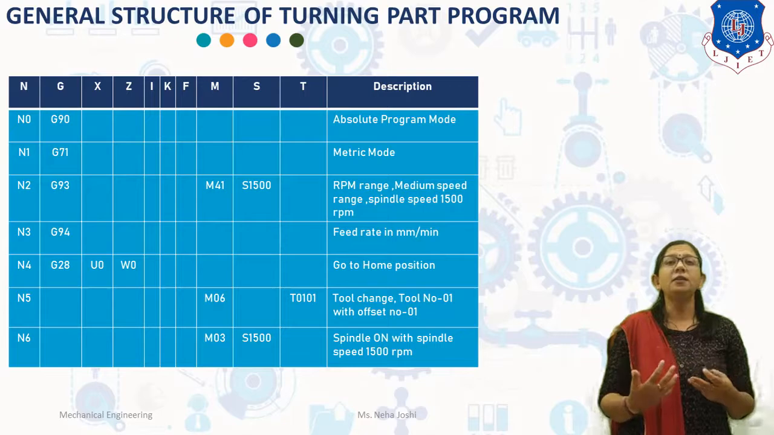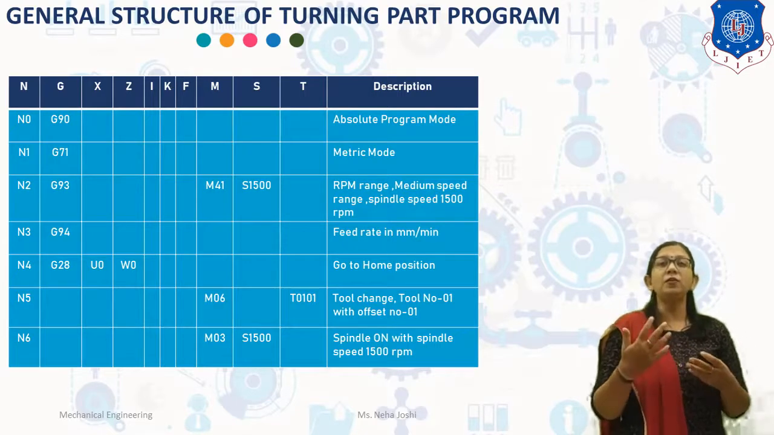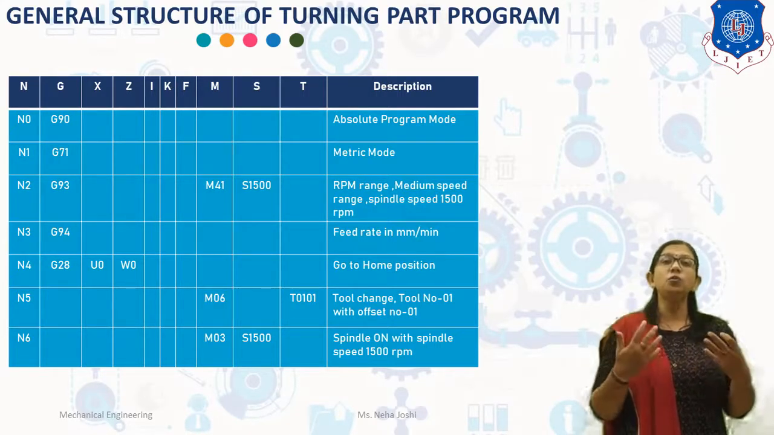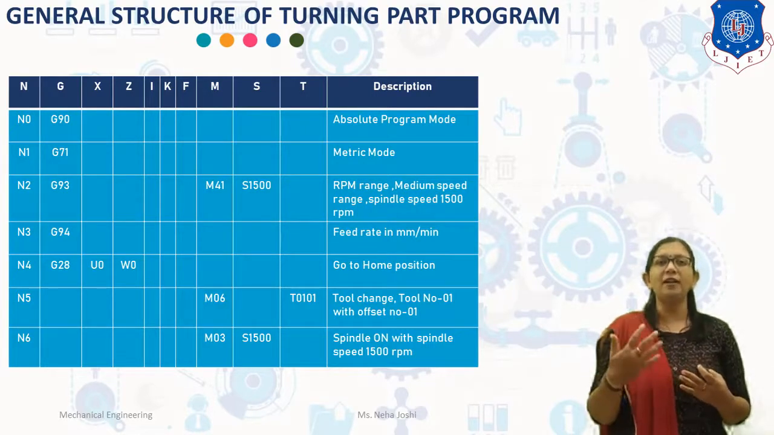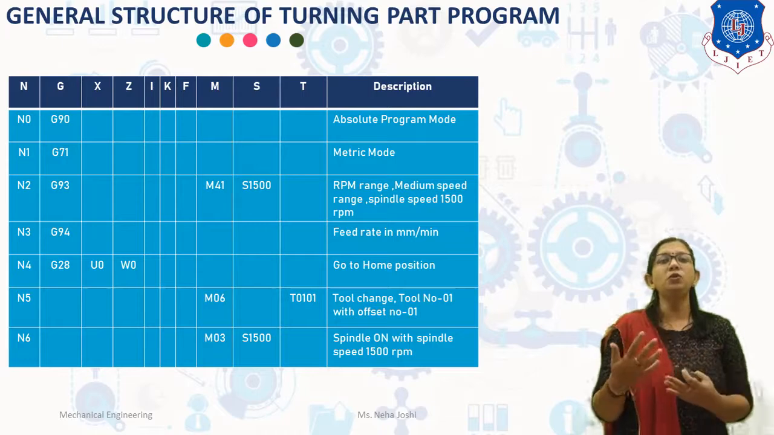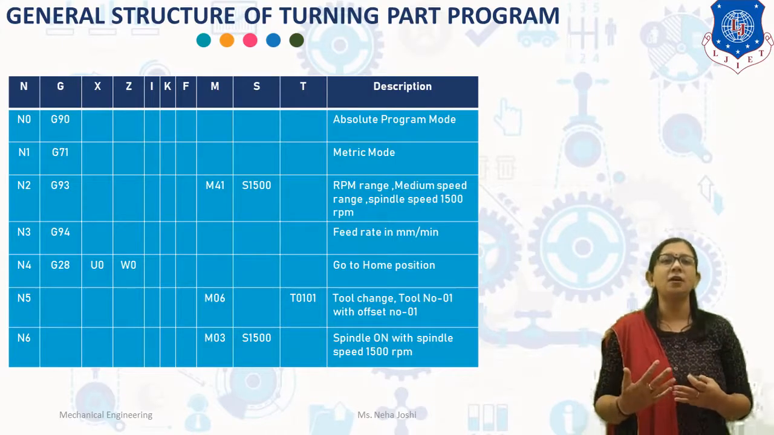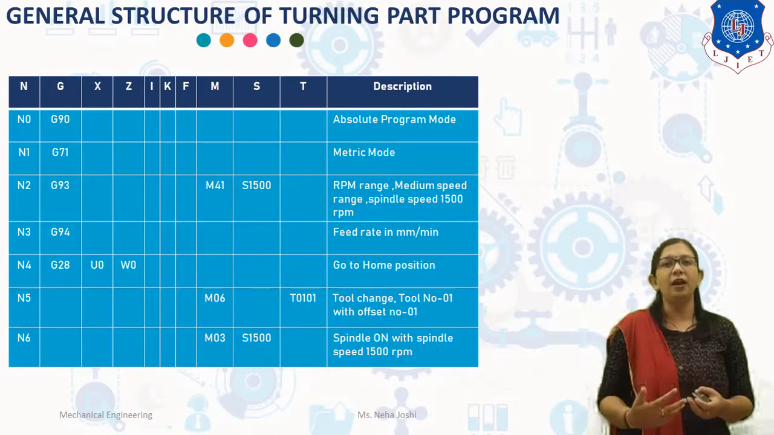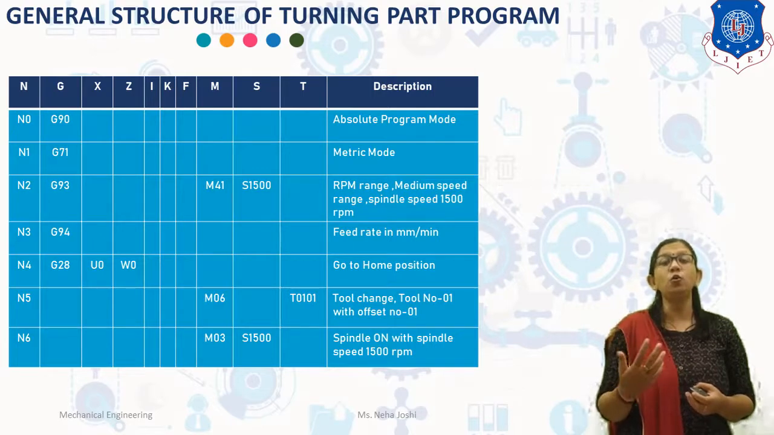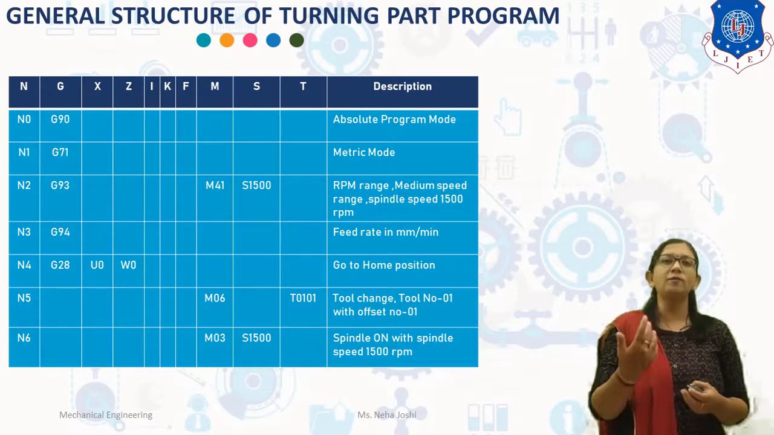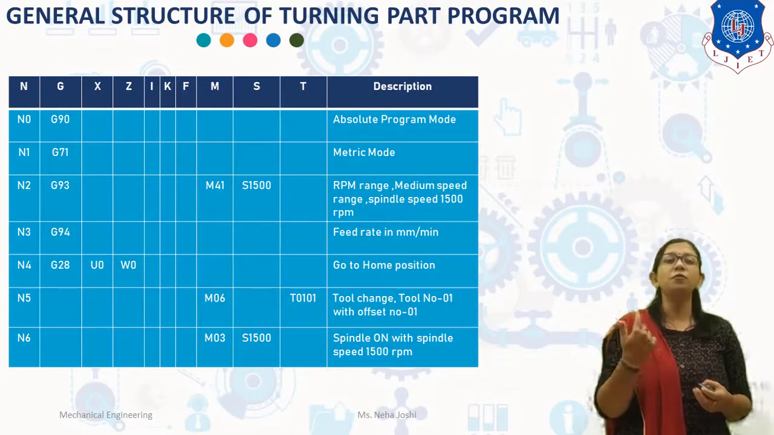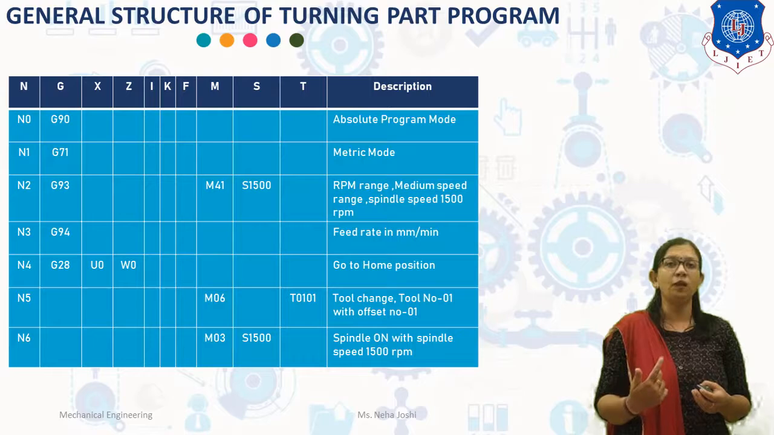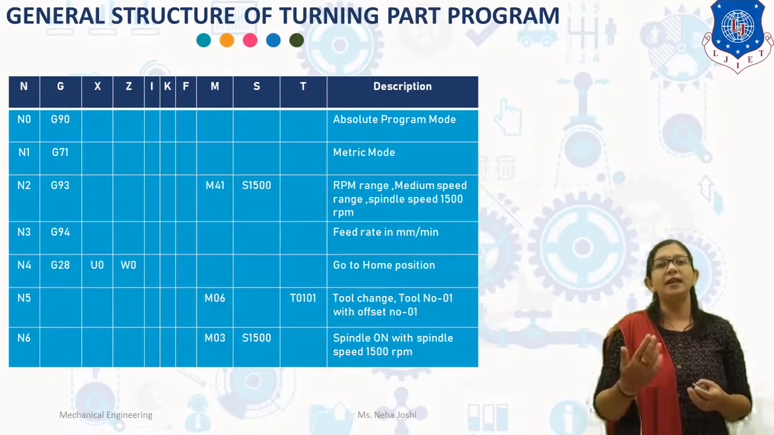Next sequence is N4. G28 is used to position the tool at the home position at 0, 0. U0 and W0 are parallel to X and Z axis. The next sequence is N5. M06 indicates tool change. For changing the tool, M06 is used. T0101 is used to indicate that the tool number is 01 with offset number 01. After that, next sequence is N6.